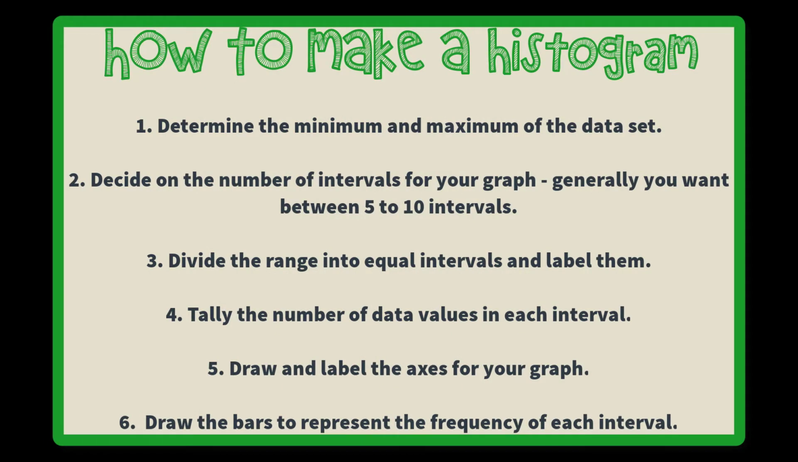So here are the steps on how to make a histogram. Number 1, determine the minimum and maximum of the data set. Number 2, decide on the number of intervals for your graph. Generally, you want between 5 to 10 intervals, which will equal 5 to 10 bars. Number 3, divide the range, meaning the maximum minus the minimum, into equal intervals and label them. Number 4, tally the number of data values in each interval.